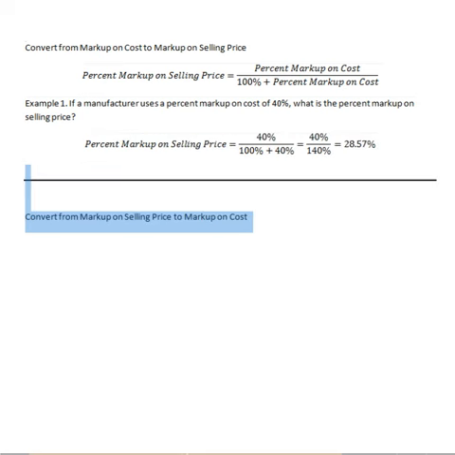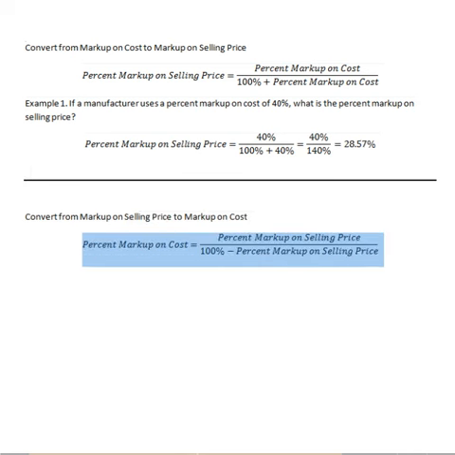What about going the other way? So converting from markup on selling price to markup on cost, again we're going to have a formula: percent markup on cost equals percent markup on selling price divided by 100% minus the percent markup on selling price.